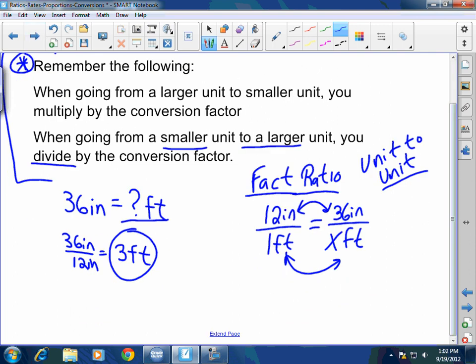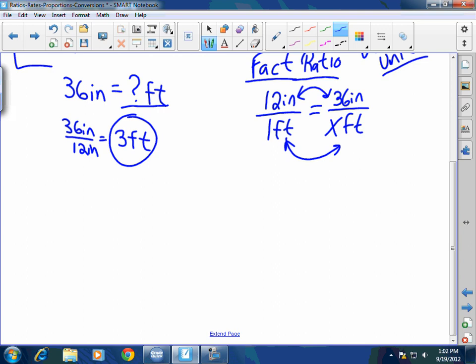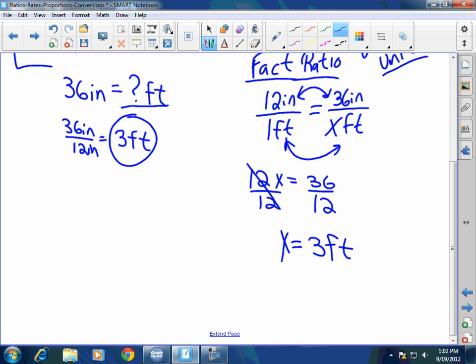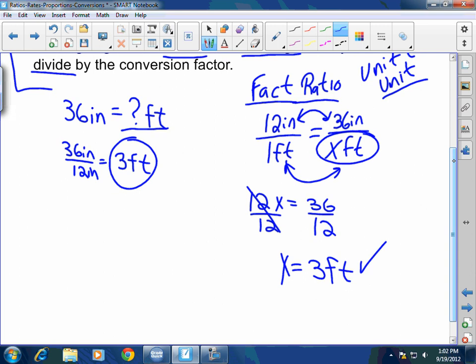Now, you can go ahead and cross multiply. X times 12 is 12x, which equals 36 times 1, divided by 12. You know how to solve a single step equation. X equals 3 feet, because that's what I was looking for. Done. I did nothing differently except use a lot more time for this one. But it's exactly the same thing. I don't care which one you use. All I care about is whether or not you understand it.